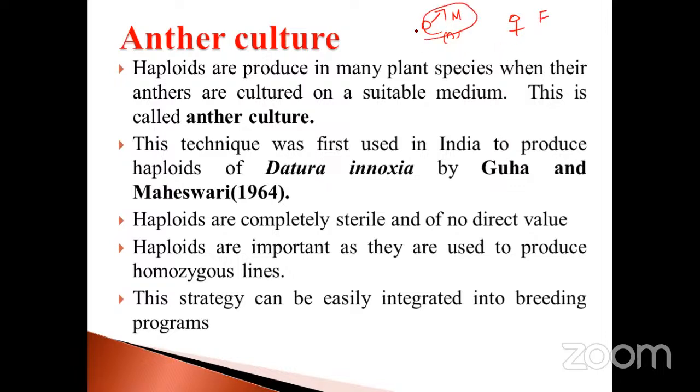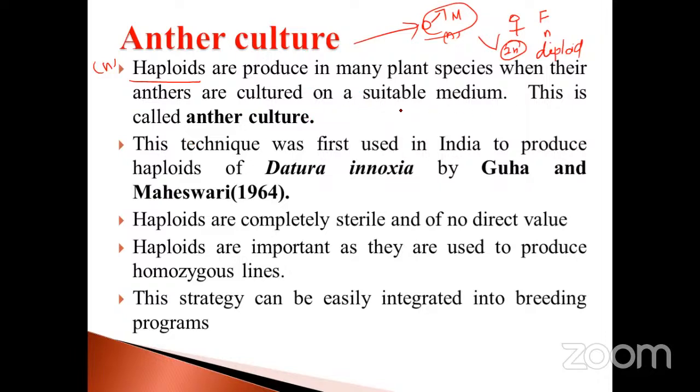The anther has microspores, otherwise called pollen grains. It has N, and the female also has N stage. Both come in contact and you get the diploid zygote, isn't it? Here, the anther has a haploid nature, and in all higher plants, particularly angiosperms, it contains only N nature. When their anthers are cultured on a suitable medium, this is called anther culture.